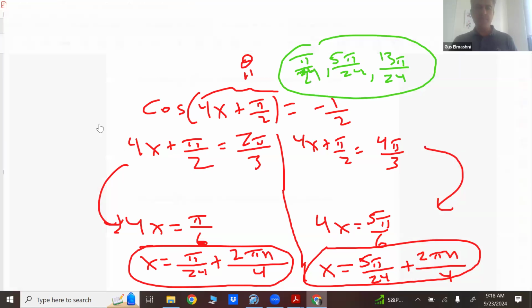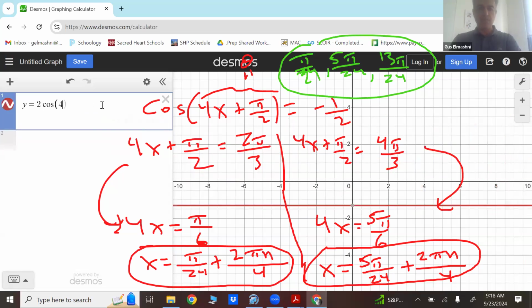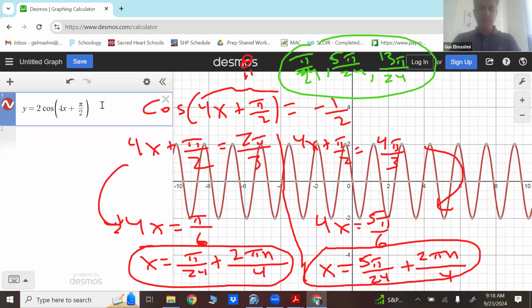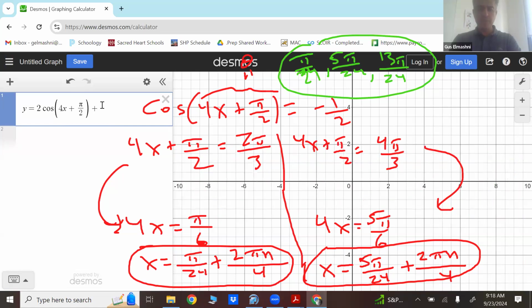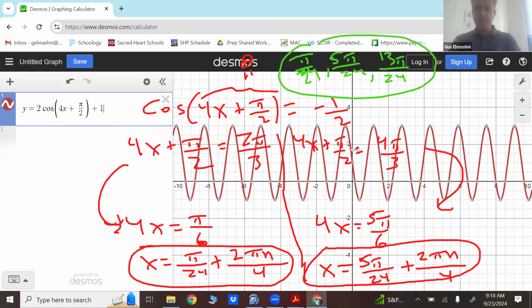So actually, just my OCD kicking in a little bit. Let's do this really fast. 4x plus pi divided by 2, plus 4. Well, let me do this plus 1. Let's move it over. Yeah, pi over 24, 5 pi over 24, 13 pi over 24. Boom, boom, boom. There you go.